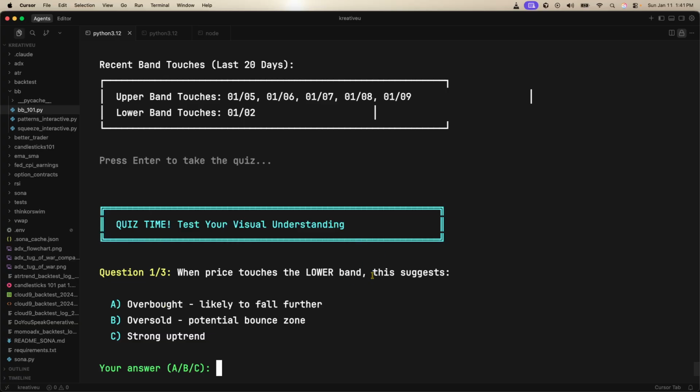So when the price is touching the lower band, this suggests: overbought, likely to fall further? Oversold, potential to bounce, or strong upward trend? Now remember, the lower band is going to be oversold, so we're expecting a potential bounce. So let's go ahead and put B.